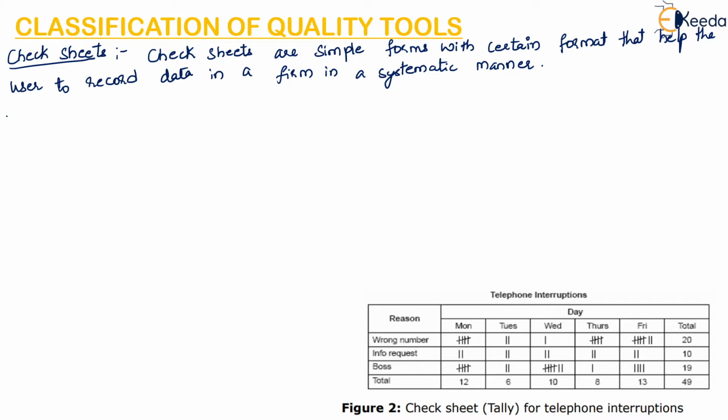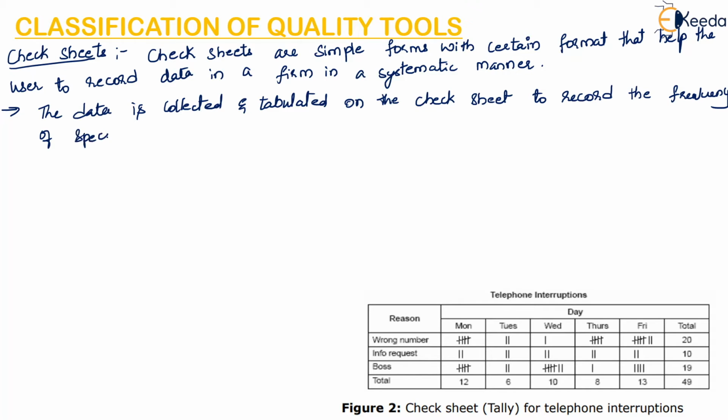So the data here is collected and it is tabulated on a check sheet to record the frequency of a specific event during data collection period. If an event is occurring again and again, then its frequency can be recorded by collecting the data and tabulating it on a check sheet. With the help of these check sheets, we can prepare consistent, effective and economical approach that we can apply during the auditing of quality assurance.